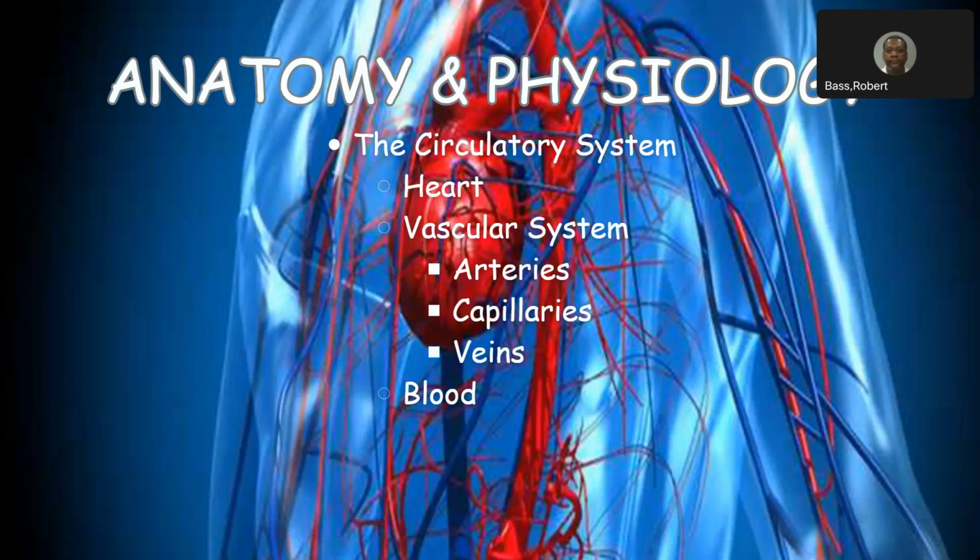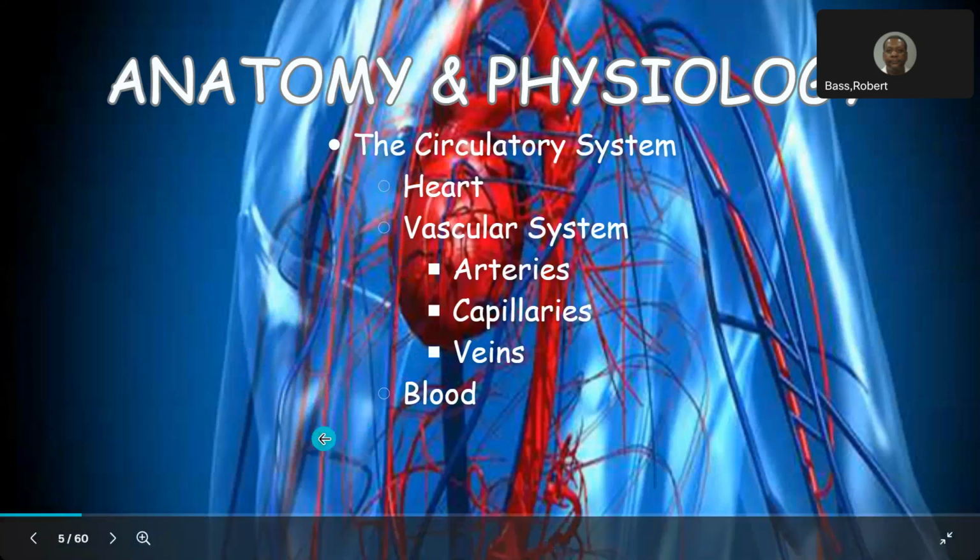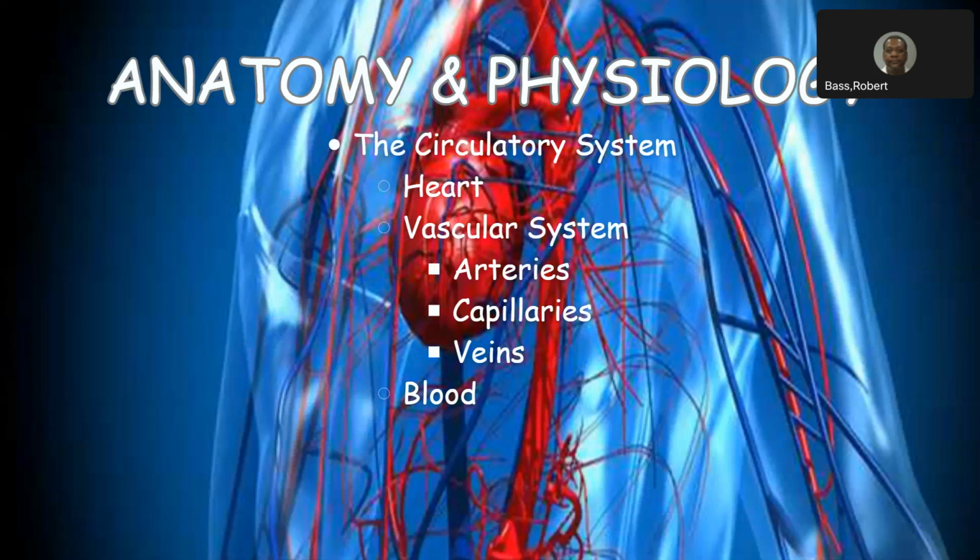The circulatory system is also responsible for carrying oxygen and nutrients to the cells and also removing waste products, or CO2, from the body. This is what's called perfusion. This is how perfusion actually occurs. All three of those components, the heart, the blood vessels, and the blood, have to be in working order in order for perfusion to occur.